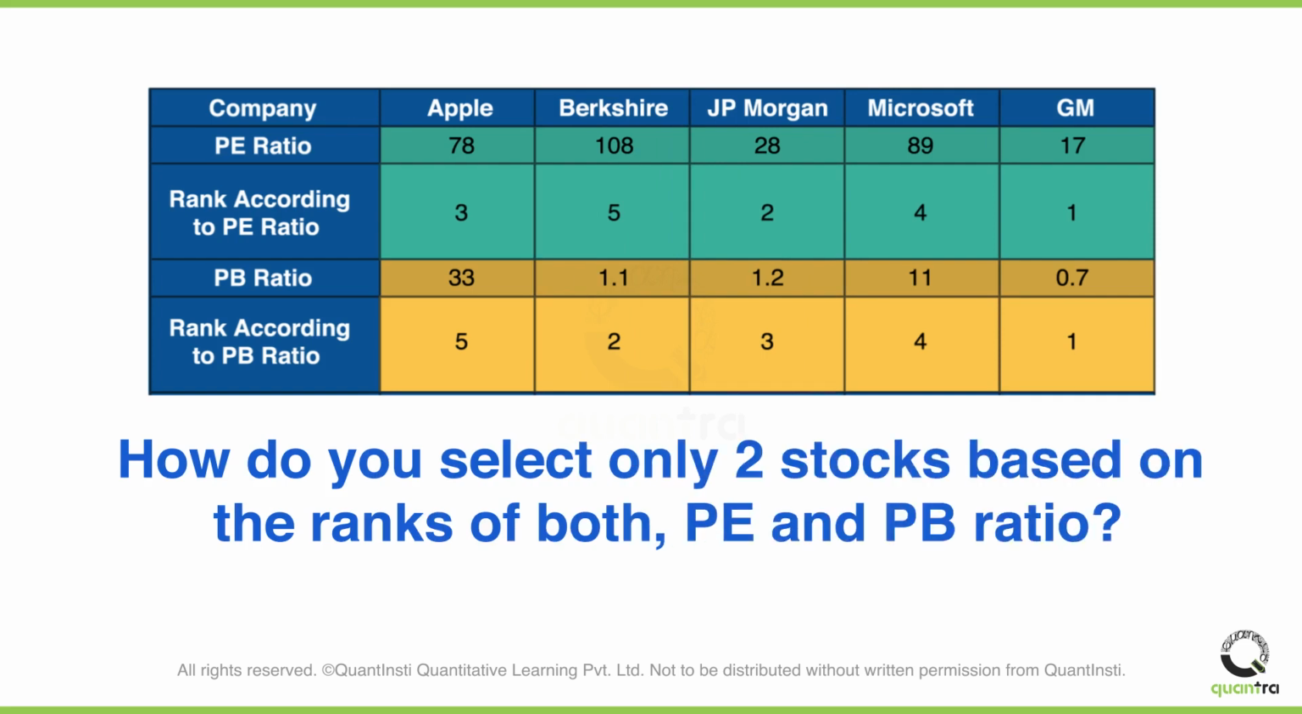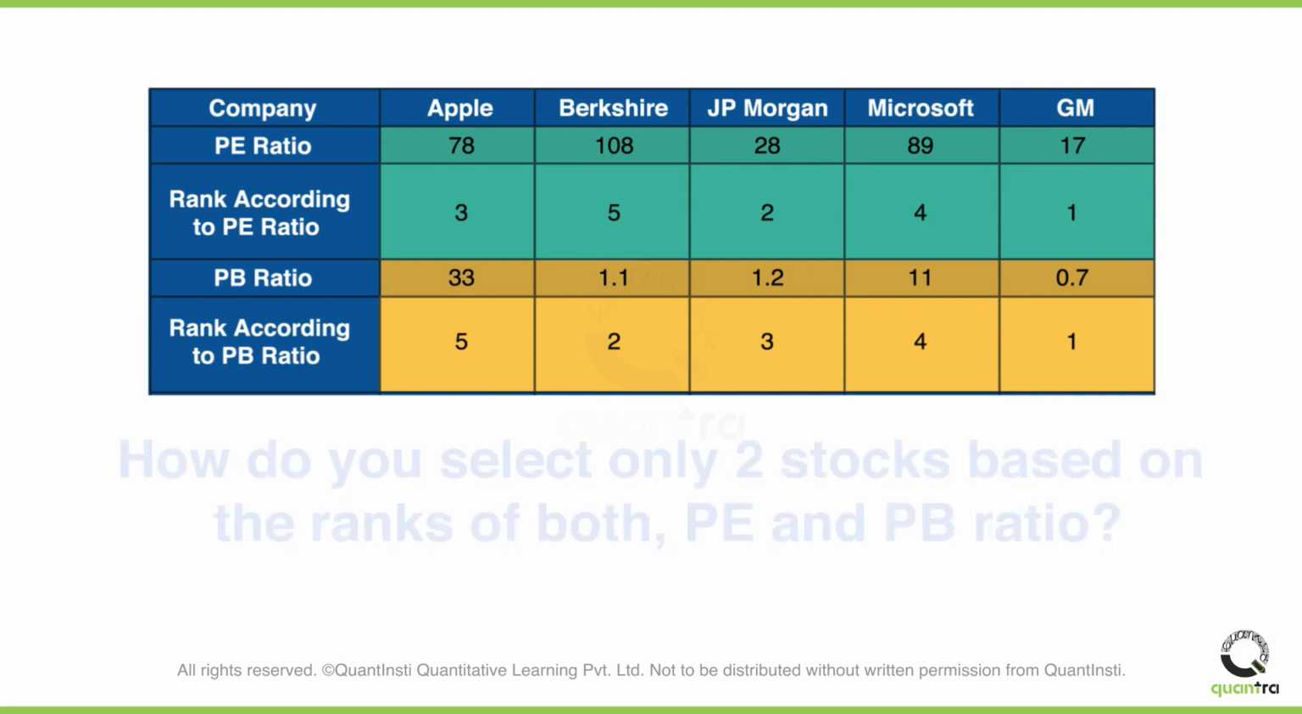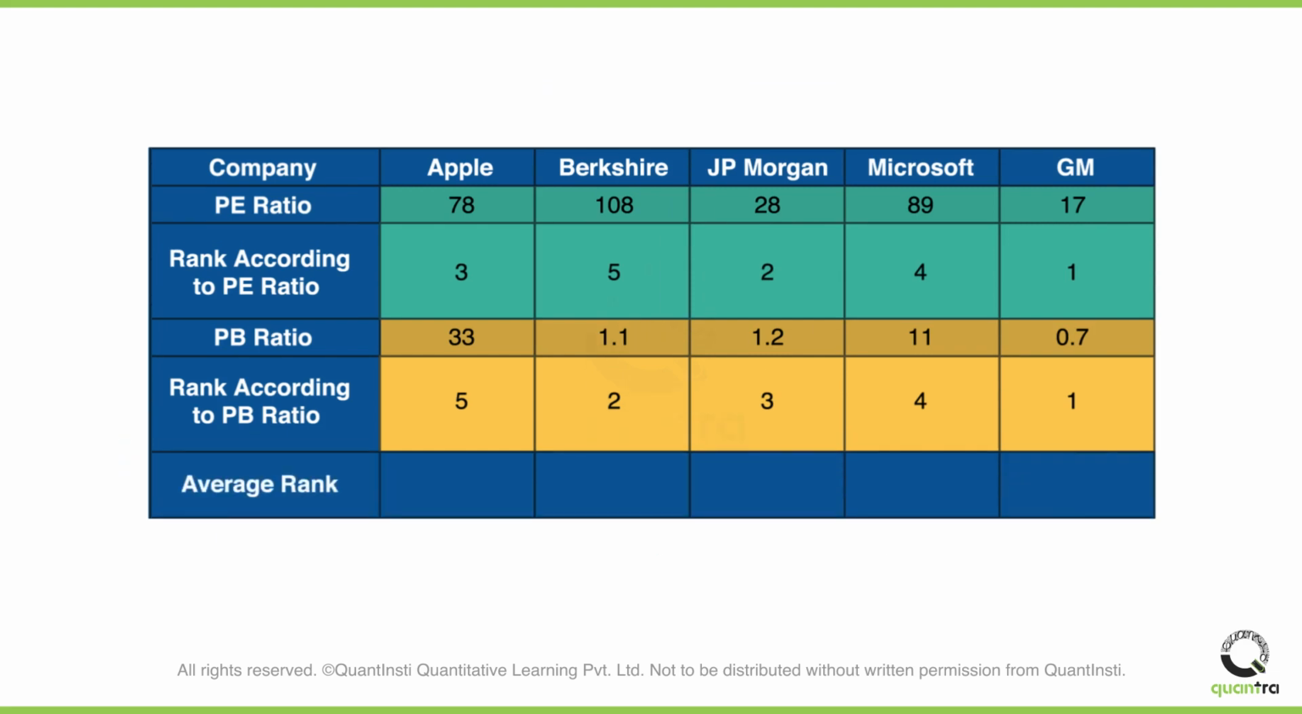How do you select only 2 stocks based on the ranks of both PE and PB ratio? One solution is to simply take the average of the ranks. The result is shown on the screen. Hence, you will pick GM and JP Morgan as the top 2 undervalued stocks. You will rank these assets monthly and go long on the top 2 stocks.